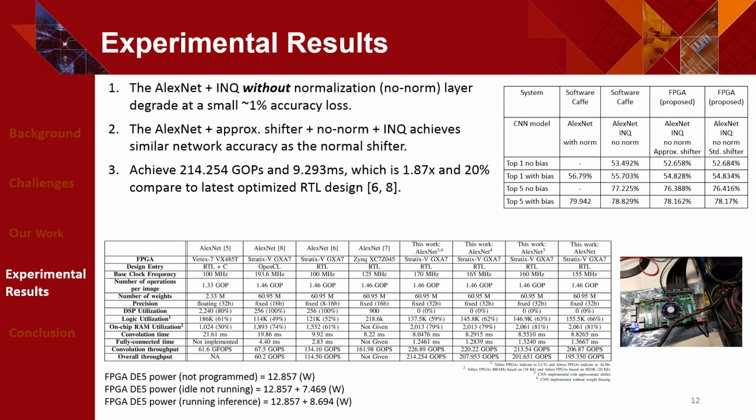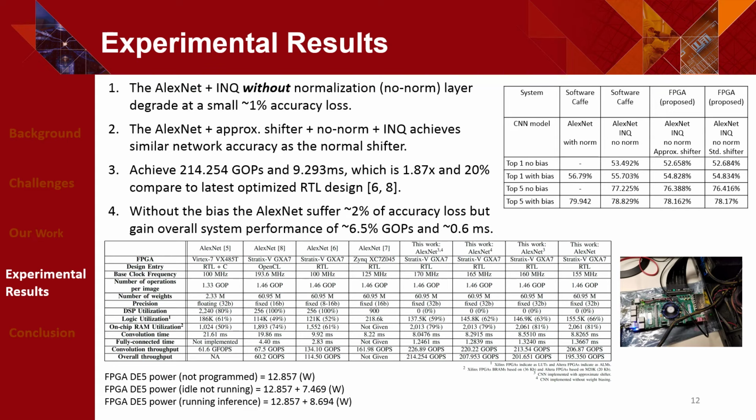And of course, our system is able to achieve 214 gigabits per second. So we achieve really good throughput, around 1.8 times better compared to the previous work, and the latency is almost 20% lower than the previous work. So this is a good result. However, without the BIAS itself, for ResNet we usually suffer a 2% accuracy loss, but we are still able to gain overall system performance of about 6.5 times, and the latency drops around 0.6 milliseconds, which is really much.